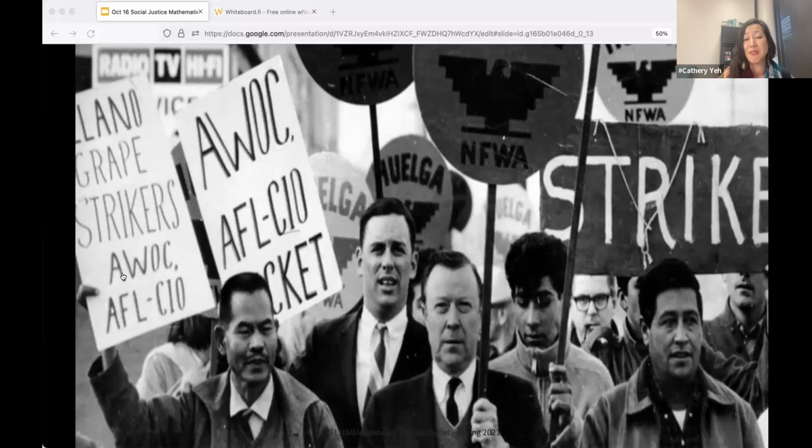Over the course of 5 years, the strike garnered international recognition and was supported by major celebrities and politicians of the time, and people were donating money across the country. Because imagine going on strike for 5 years without pay. And it led to a table grape boycott that lasted across the country and to other countries.